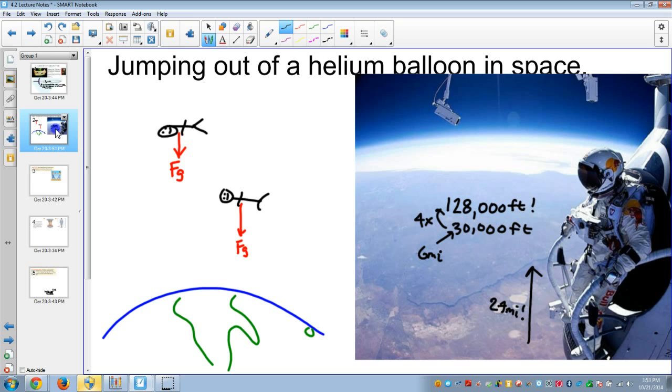And then you have Felix after he pulls his parachute. That same force of gravity is still there. But now you've got air resistance. Is air resistance bigger than, smaller than, or equal to gravity? And the answer to that is, is he accelerating? At the very beginning, he's accelerating downwards.